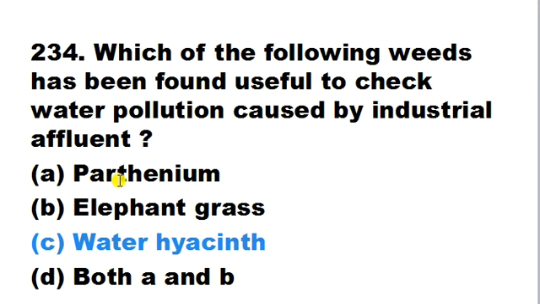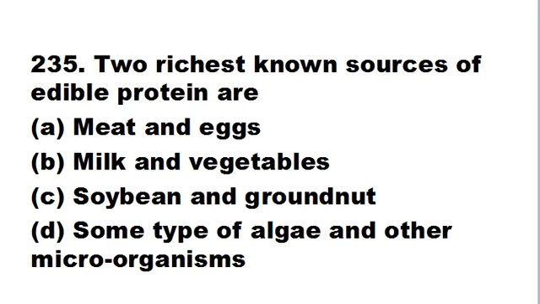Two richest known sources of edible protein are: A. meat and eggs, B. milk and vegetables, C. soybean and groundnut, D. some types of algae and other microorganisms. Its correct answer is A. That means meat and eggs are the richest source of edible protein.